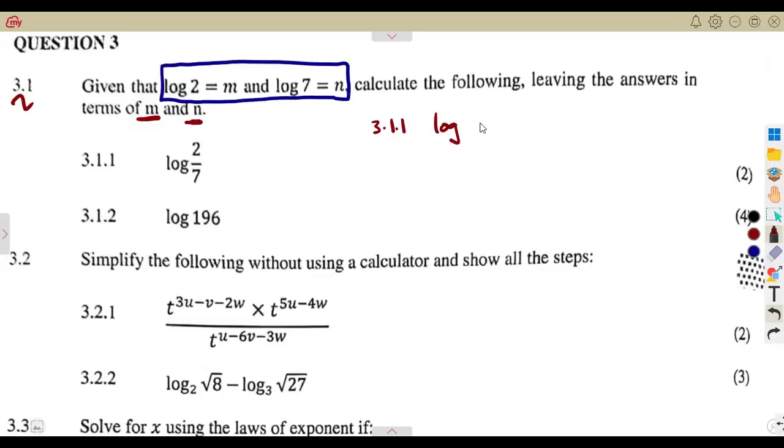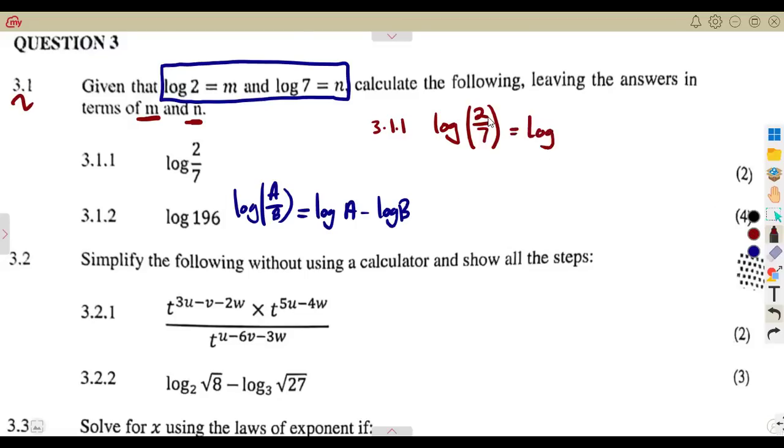3.11. The log of 2 over 7. Okay, let's consider our laws, since this here is a division of numbers. Where was this taken from? Remember the logarithm of a over b from our laws of logarithms. It is taken as log a minus the logarithm of b, as long as the bases are the same. You're going to subtract. So this is going to be given as the logarithm of 2 minus the logarithm of 7, just like log a minus log b.